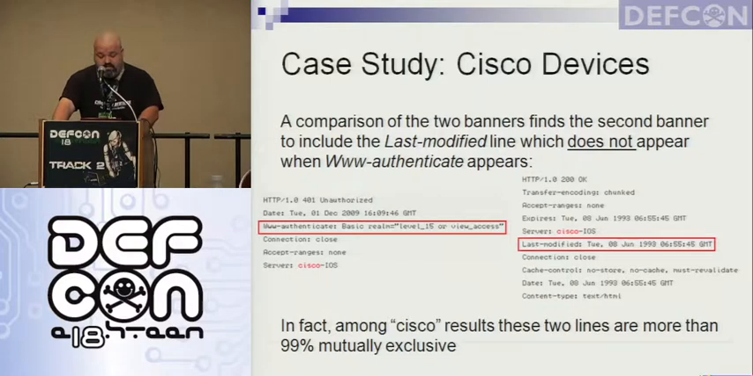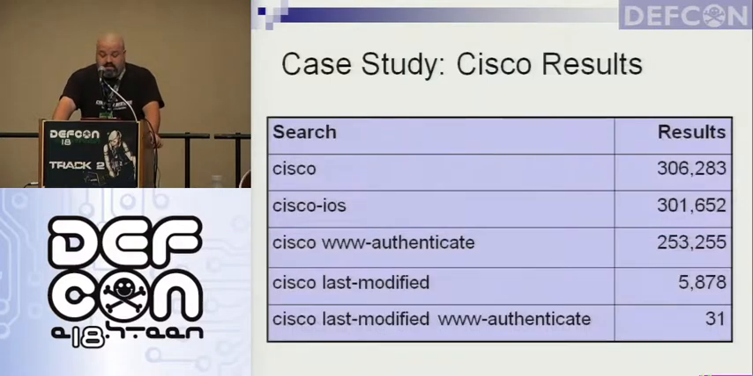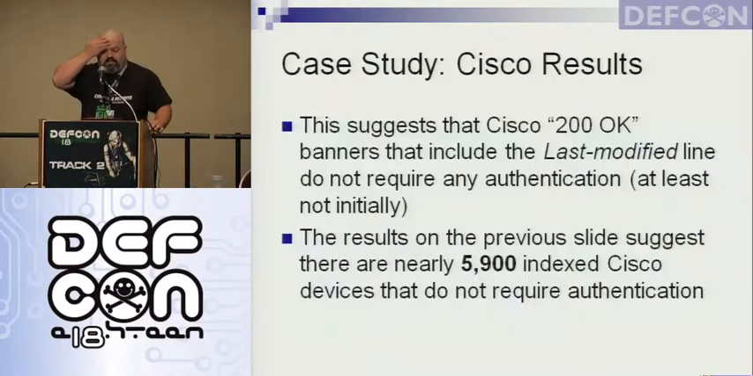So what does that mean for us? Well, let's look at the results here. This is as of last night. If I search Shodan for Cisco, I get 306,000 some devices. The www authenticate, 253,000. Last modified, 5,800. And then only 31 that have both of those lines. So what that means is if we can get a 200 OK with a Cisco, chances are that device is not going to require any authentication at all.